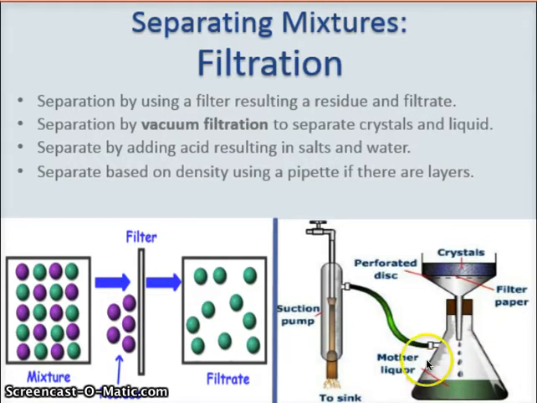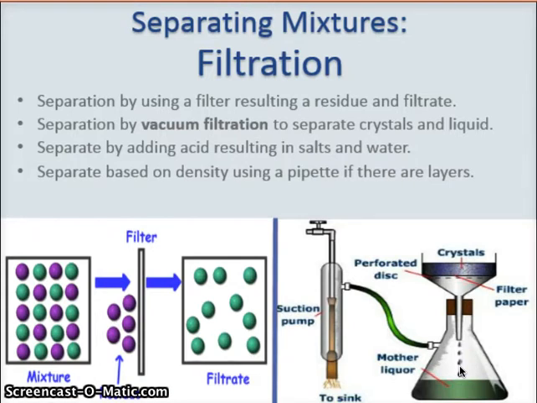Let's say you have two different layers here. This is a green layer, and let's say there was another layer that was blue here. You could separate them just by using a pipette. So just remove all the blue liquid, and that's one way to do it in the lab if we have layers. And that would also be considered filtration.